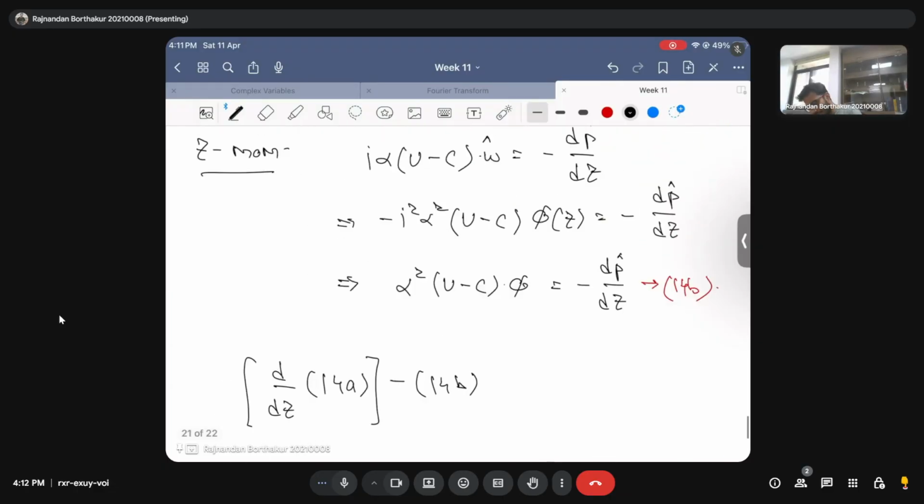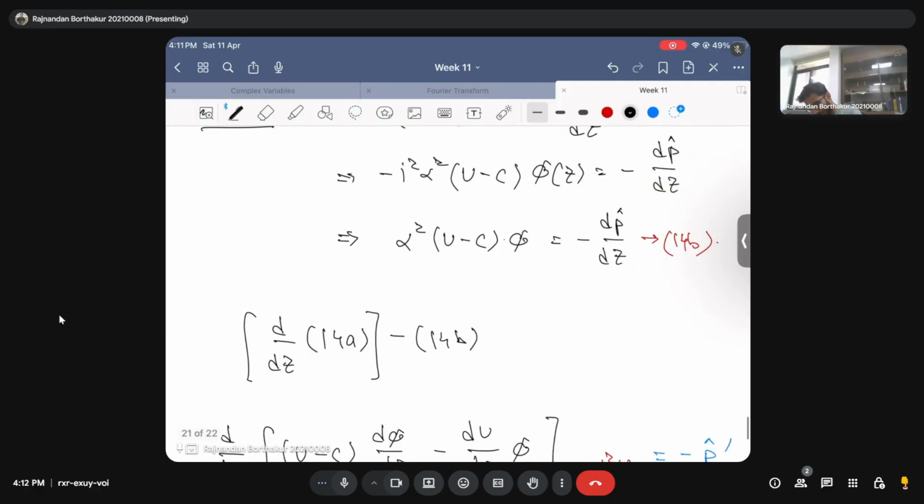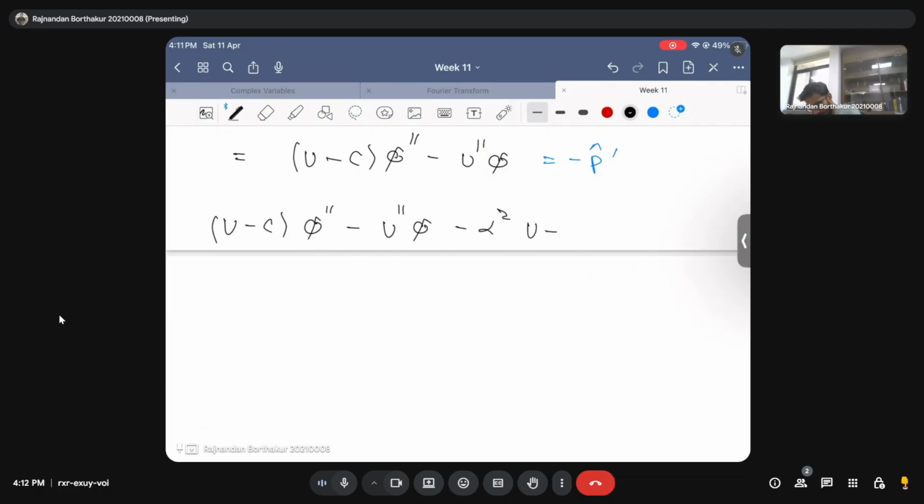Then I need to subtract this term, which is minus alpha squared u minus c times phi, and this is equal to 0. And I think we are just there.